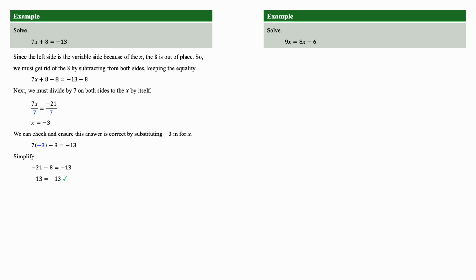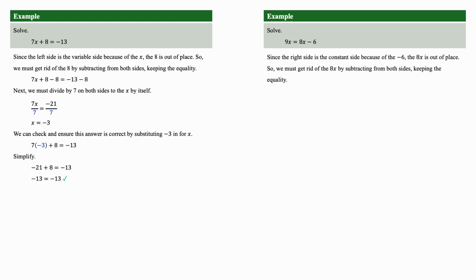In this next example, let's solve 9x equals 8x minus 6. Notice that the variable is on both sides. Since the right side is the constant side due to the negative 6, let's get the 8x onto the other side by subtracting it from both sides. So we get 9x minus 8x equals 8x minus 6 minus 8x. So we simplify that and we get x equals negative 6.